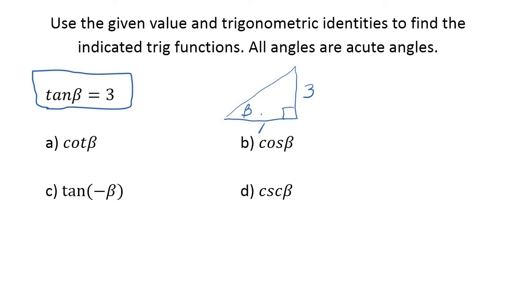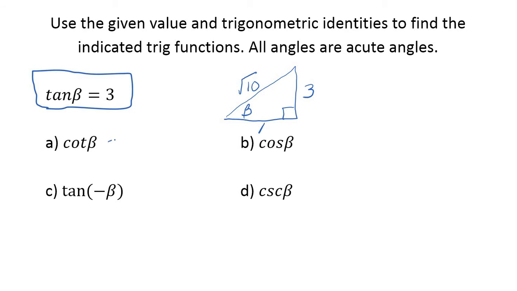So if that's the case, let's finish off our triangle here. What would be the hypotenuse? Well, Pythagorean Theorem, so 1 squared plus 3 squared, so that's 10. So this side is the square root of 10. Now, with this triangle in front of us, can we answer these pretty easy? I hope so, right? So let's go ahead and run through these together.